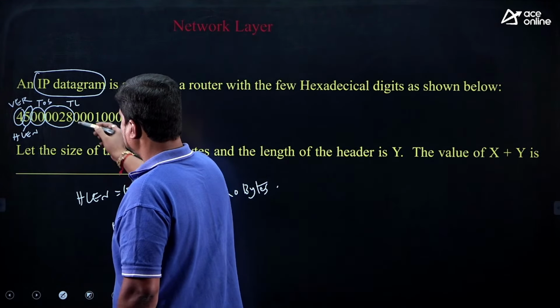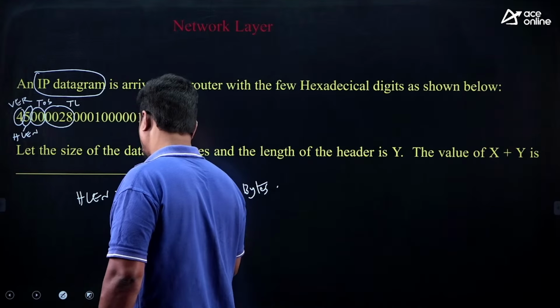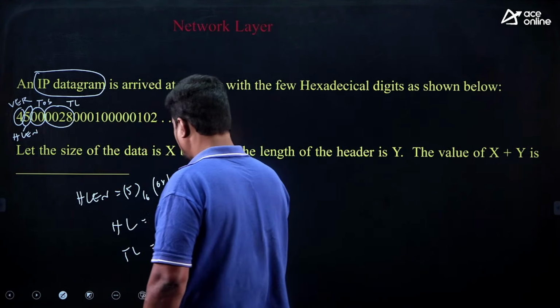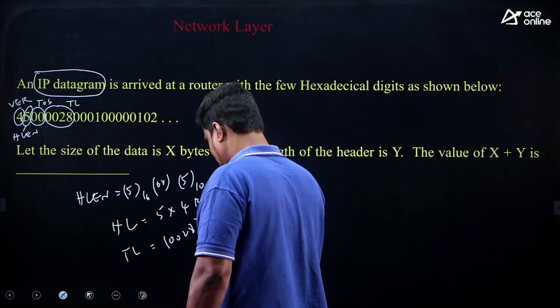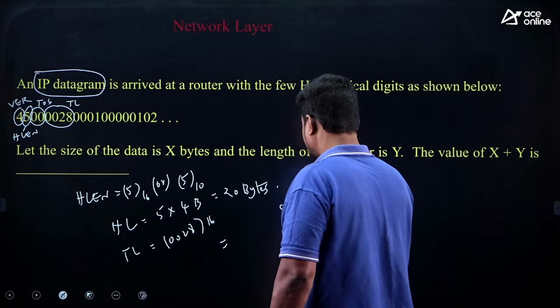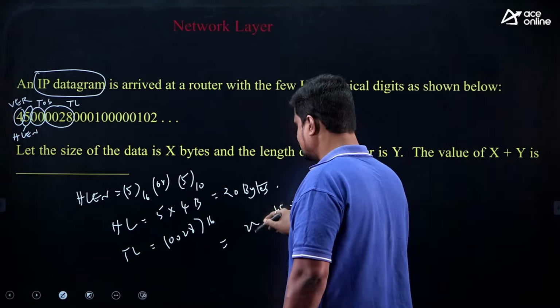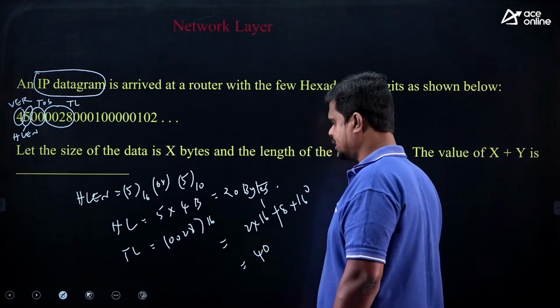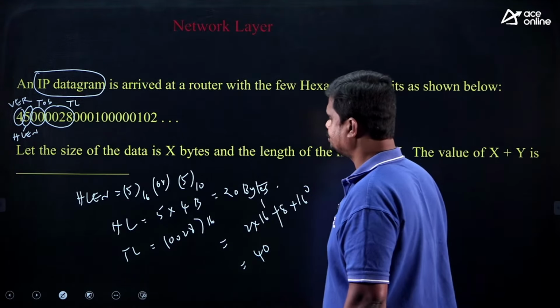So in the total length field, what is the value you have? The total length is 16 bits, right? So 0028 in hexadecimal. How can I write this? 8 into 16 power 0 plus 2 into 16 power 1. So 8 plus 32, which is 40. So the total length is 40.